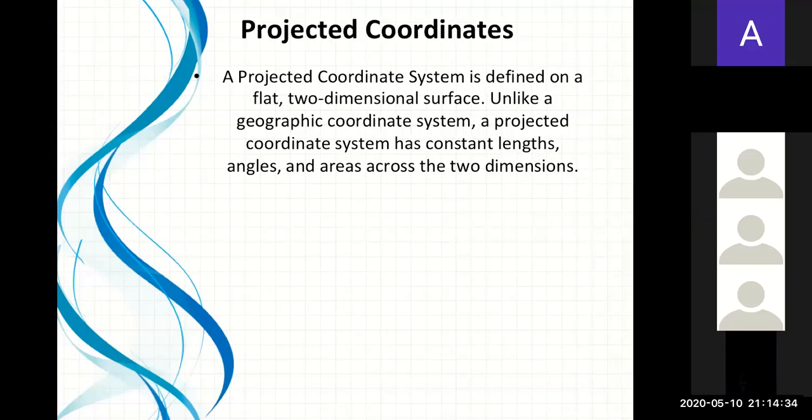So most times, what scientists do is that they project from the sphere to the plane surface. And that's why we have a projected coordinate system. So a projected coordinate system is coming right from the three-dimensional Earth surface to a plane surface. A projected coordinate system is defined as a flat two-dimensional surface, like a geographic coordinate system.